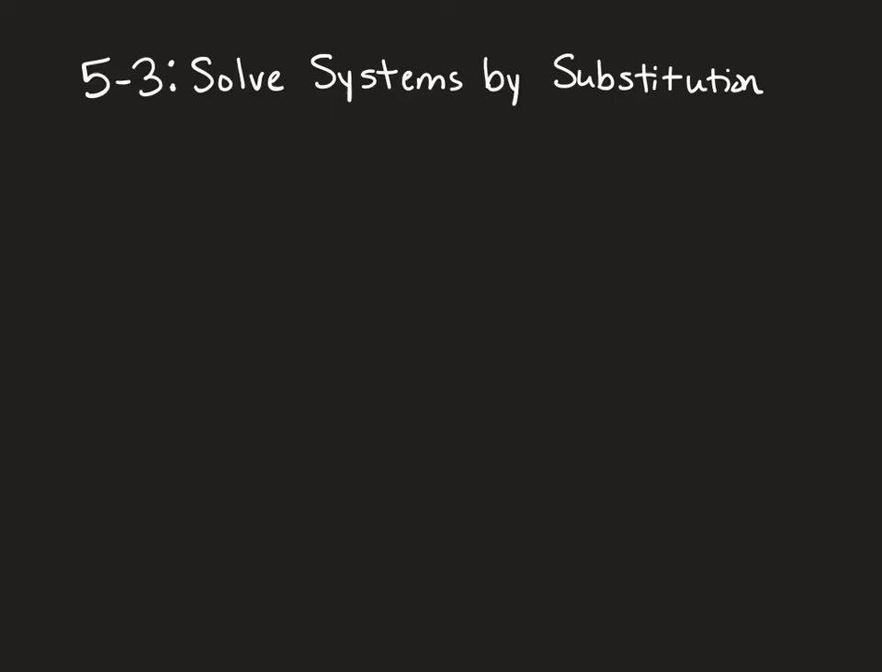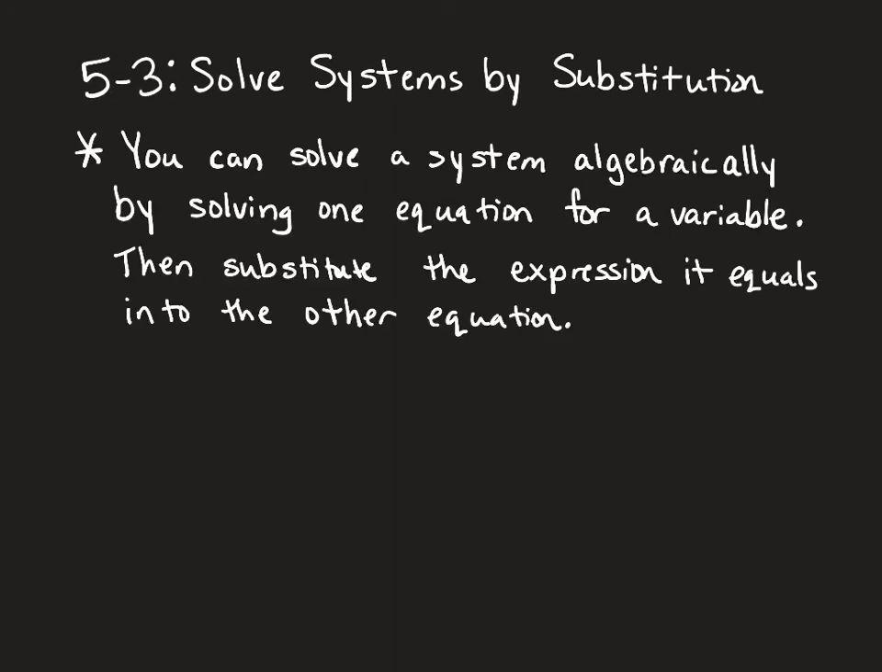Lesson 5.3, Solve Systems by Substitution. This is a second method that you can use to solve a system of equations, where sometimes a graph will give you an estimate of a point where two lines cross. Sometimes it's hard to tell exactly, but by using substitution you can get an exact answer. So you can solve a system algebraically by solving one equation for a variable, then substitute the expression it equals into the other equation.